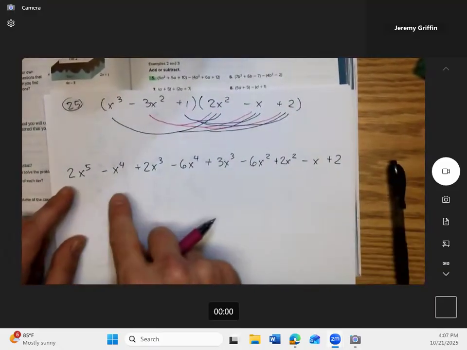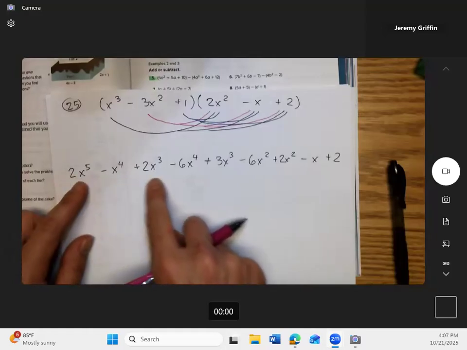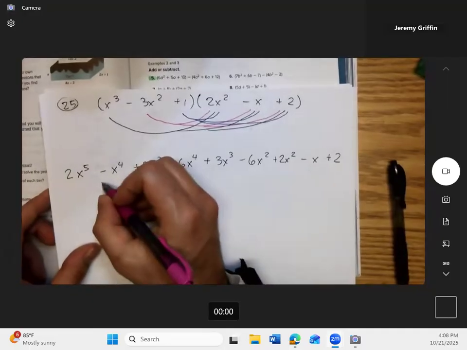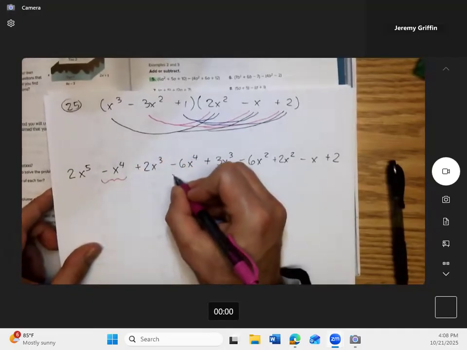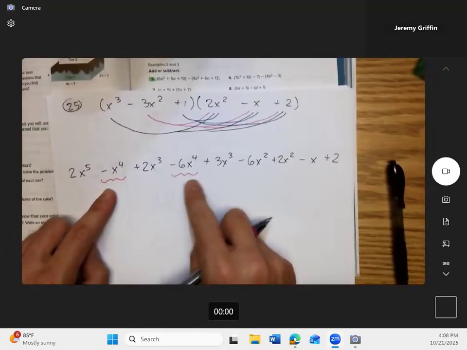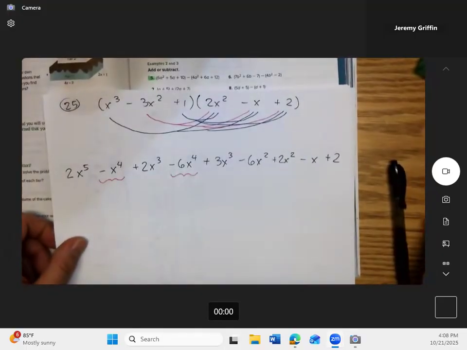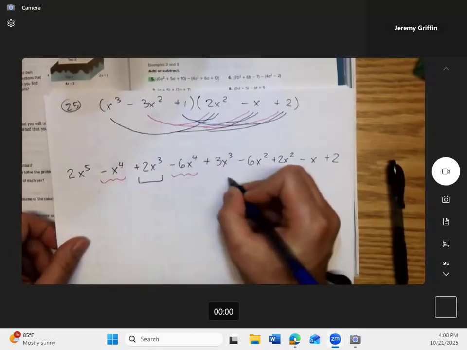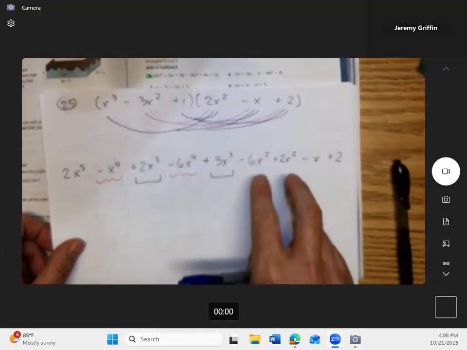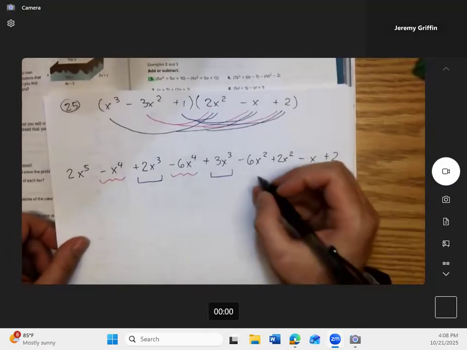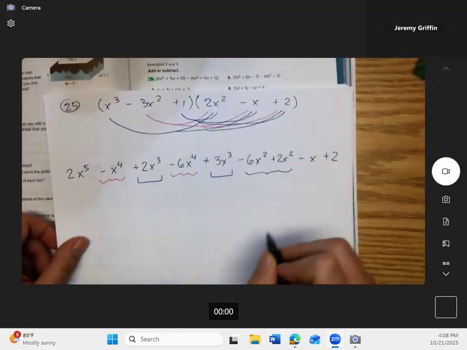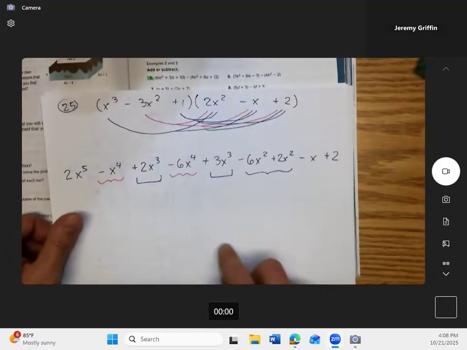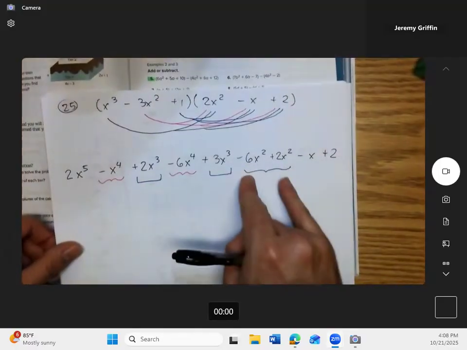Let's see here. Do I have any x to the 5 other than this one? No. How about x to the 4? Yeah, yeah. So this x to the 4 and this x to the 4 term, I can put those together. How about x to the 3? I see a couple of those right there or right there. How about x to the 2? Well, that would be these right here. And then there's a single x term and a single constant. Okay, so we combine the pinks, combine the blues, and then smash these guys together.